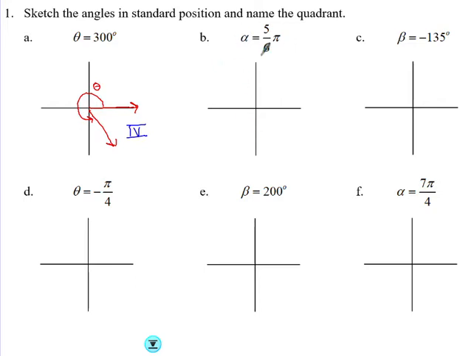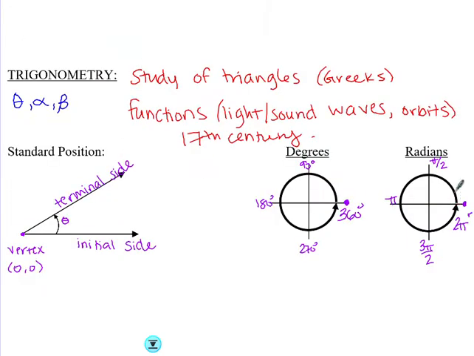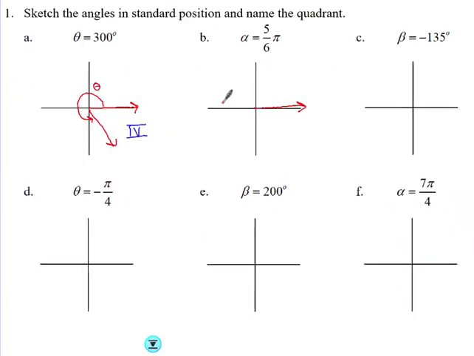Part B, we want 5/6 pi, or 5 pi over 6. We know that the initial side is going to be the positive x-axis. We know that going halfway around the circle is 1 pi. So 5 pi over 6 should be a little bit smaller of an angle than that. So about here. And that would be our angle alpha. The terminal side is in quadrant 2.